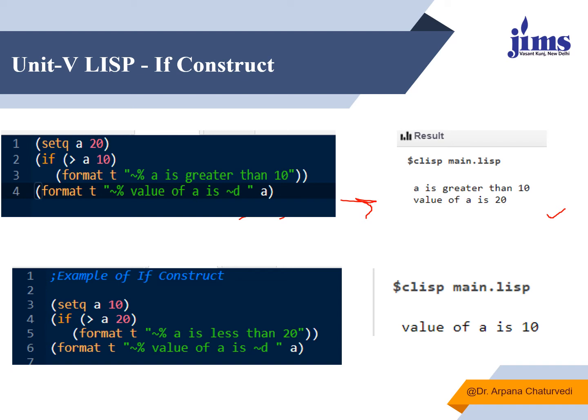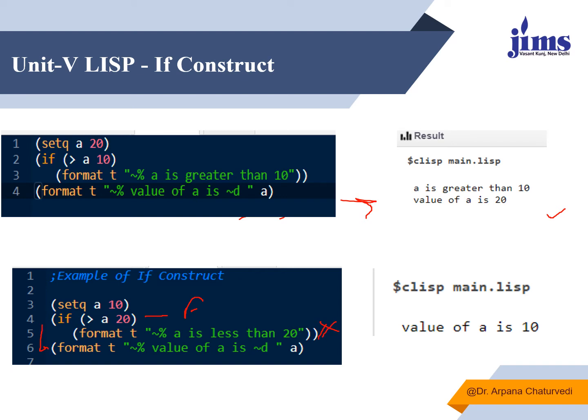In another example, a is 10. I am checking if a is greater than 20. If it is true, it will return a is less than 20. Otherwise it will print the value of a. As 10 is not greater than 20, it will return false. Hence this statement will not get executed. It will come out from the if construct.